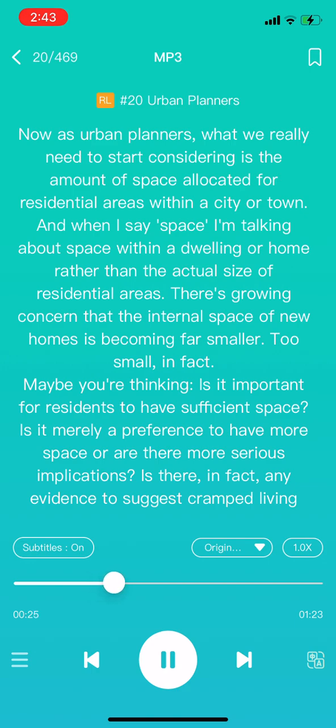Maybe you're thinking, is it important for residents to have sufficient space? Is it merely a preference to have more space, or are there more serious implications? Is there, in fact, any evidence to suggest cramped living conditions affect residents' physical or mental well-being or their day-to-day life? Well, research from a number of sources indicates that this is an important issue which needs addressing.